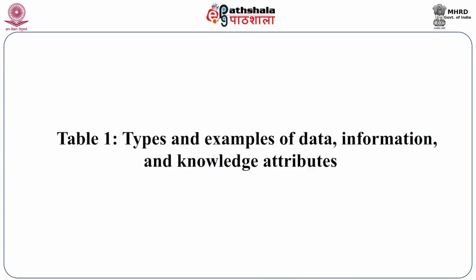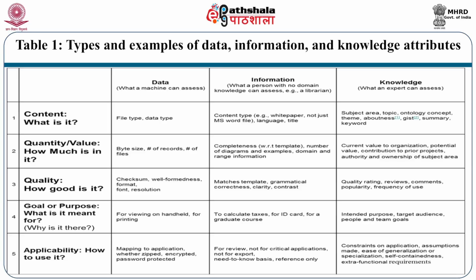There are further reasons for why we want to look at knowledge level attributes. We will not get into that. Instead, we will look at an example. So now we will see table 1, which gives an example, right. This example takes several things on the left hand side: content, value, quality, purpose and applicability, and the 3 columns are for data, information and knowledge. At the level of data attribute, at the level of information attribute and at the level of knowledge attribute, we ask 5 different questions. The first question we ask is, what is it?